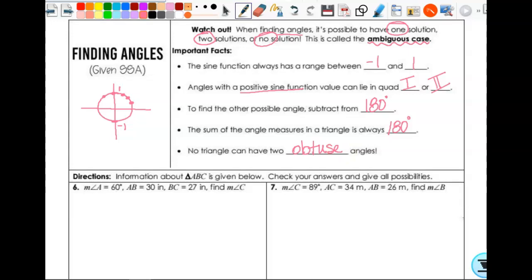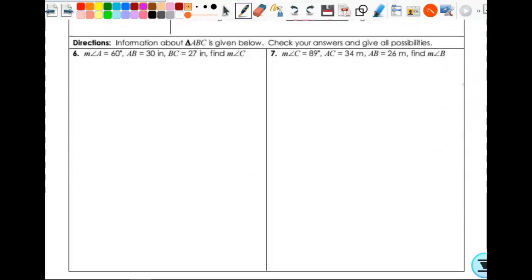All right, so we have information about triangle ABC given. We're going to check our answers and give all possibilities. So let's look at number 6. I'm going to draw a picture because I don't have one. Doesn't have to be to scale, just something that you can label. So here's triangle ABC. Measure of angle A is 60 degrees. The length of AB is 30. The length of BC is 27. And I want to find the measure of angle C, so I'm going to call it theta.